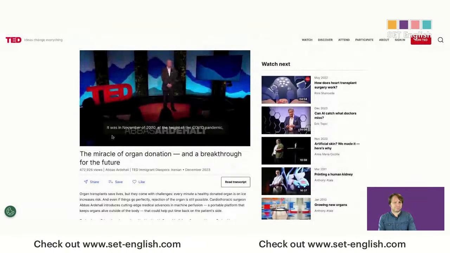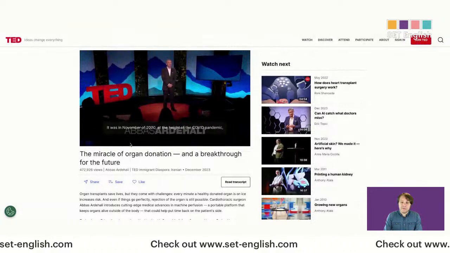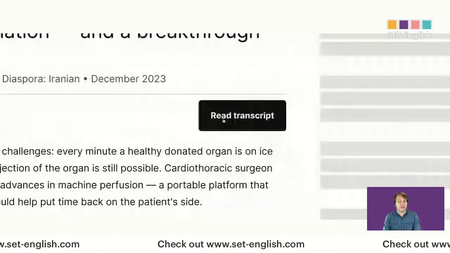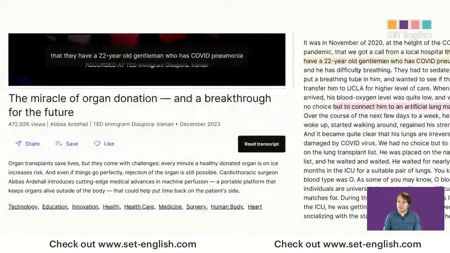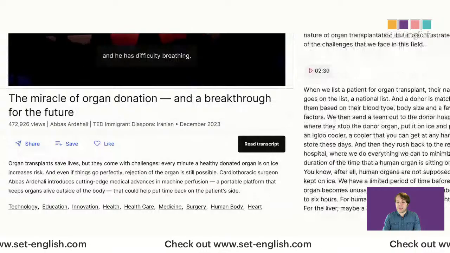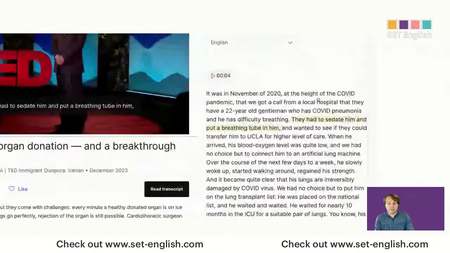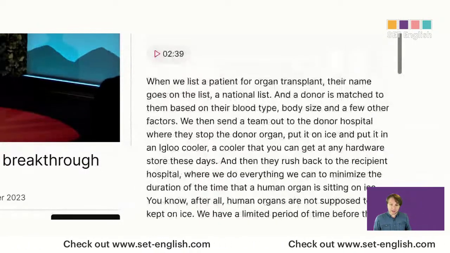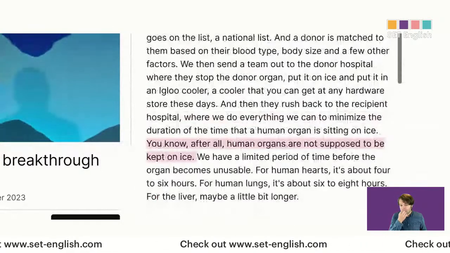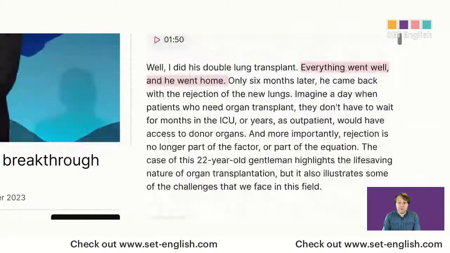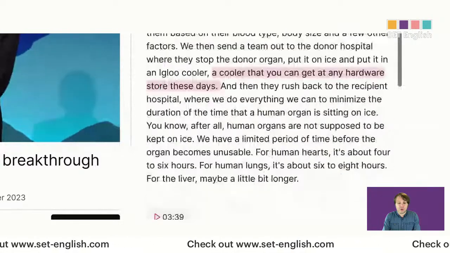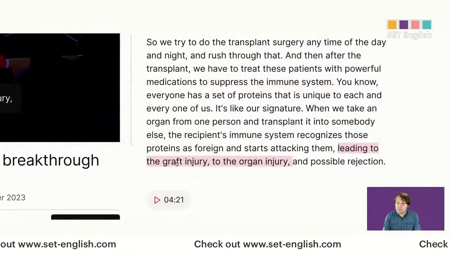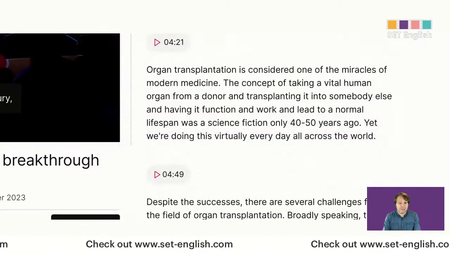It was in November of 2020, at the height of the COVID after pandemic, you finish listening, that we got a call from a local hospital transcript. that they have a 22-year-old gentleman who has COVID pneumonia, and he has difficulty breathing. Read that, and then they had to focus on sedate any him vocabulary and put a breathing tube in that him you don't know, and wanted to see right? if they could transfer Listening him to is all UCLA about for higher vocab. level of care. There's other things as well. When he but arrived, vocab is his very, blood very oxygen important. level So, was for quite example, low, do and we we had know no what? choice Find words but that to you're connect not him to sure an artificial about. Okay, so to suppress the immune system, I don't know, graft injury, leading maybe to the you might graft want to ask injury, yourself, what does to the graft organ mean? injury, and possible Maybe rejection.